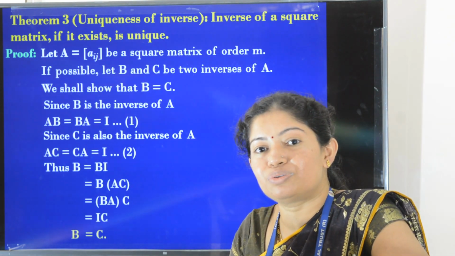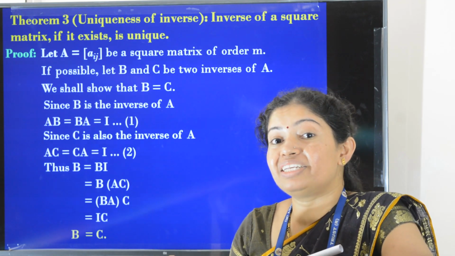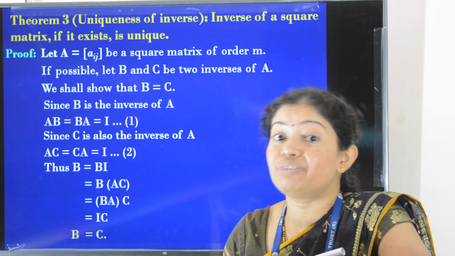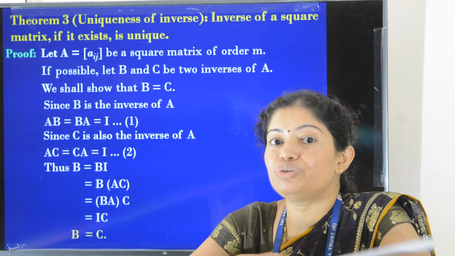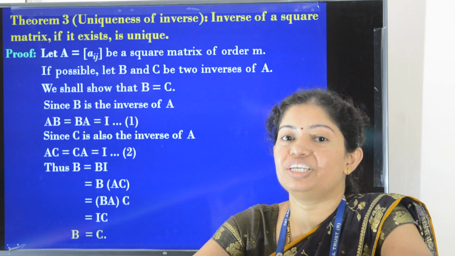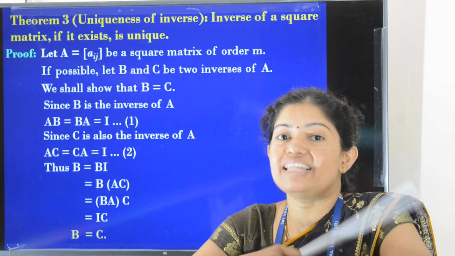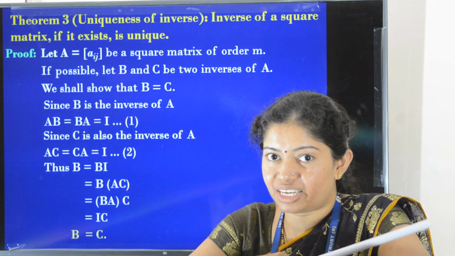So what did we prove, students? We proved both the matrices are equal, which we have taken as the two inverses of a matrix A. So what you have to remember: if a square matrix has an inverse, then that inverse is unique.